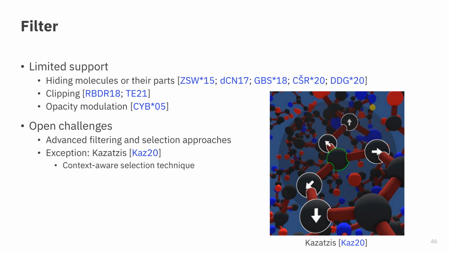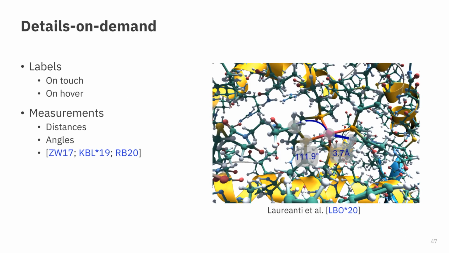One of the exceptions is a context-aware selection technique depicted in the figure here, allowing users to quickly select the correct atoms of interest in cluttered molecular environments by allowing them to adjust the selection based on atom neighborhood. Additional details are often provided by labels that appear when users touch, hover over, or point towards a part of a molecule with a controller.